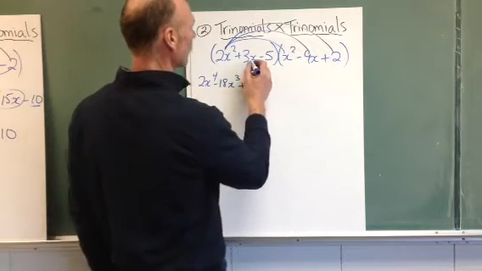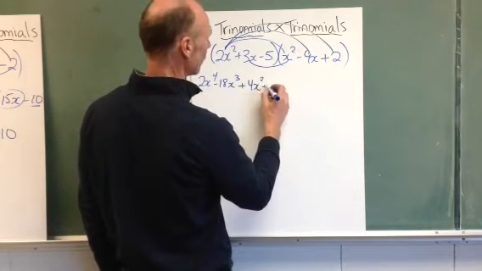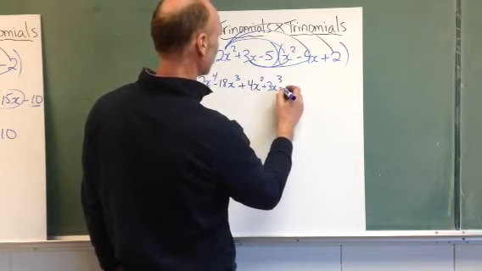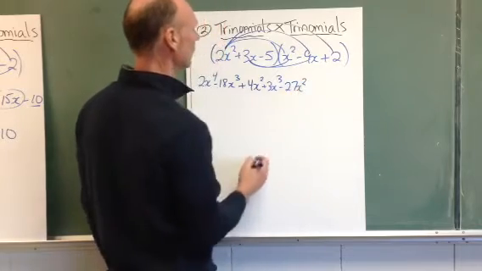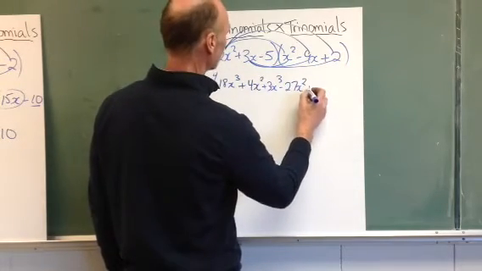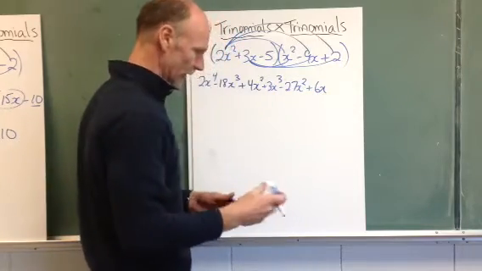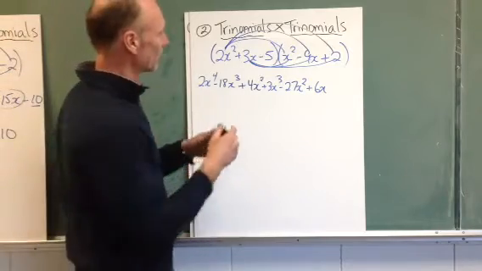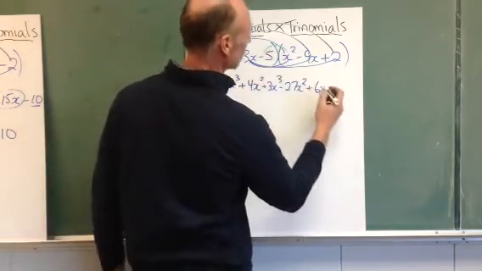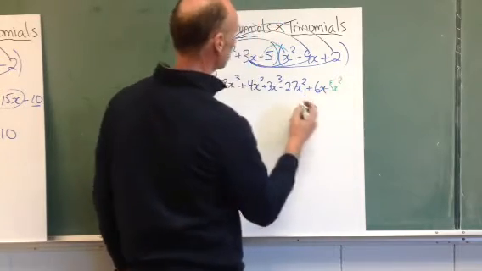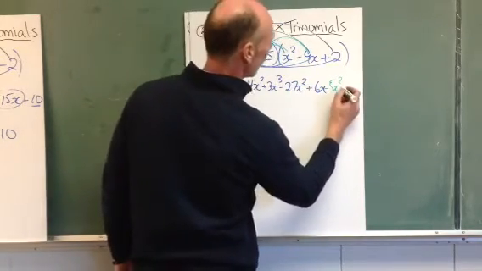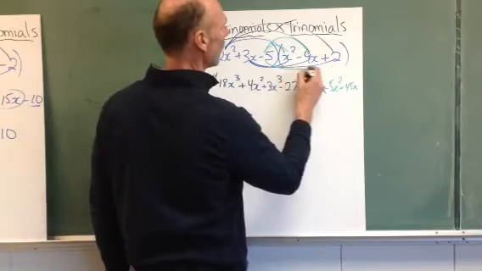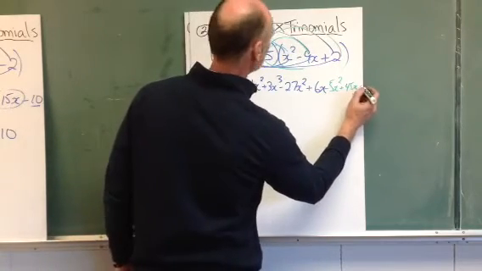Now I'm going to go into here. 3x times x squared is positive 3x cubed. 3x times negative 9x is negative 27x squared. And 3x times positive 2 is positive 6x. Oh boy, I'm going to be scrunching again. I'm going to change to a different color just because it's going to get confusing here. Negative 5 times x squared is negative 5x squared. Negative 5 times negative 9x is positive 45x. And finally, negative 5 times positive 2 is negative 10.